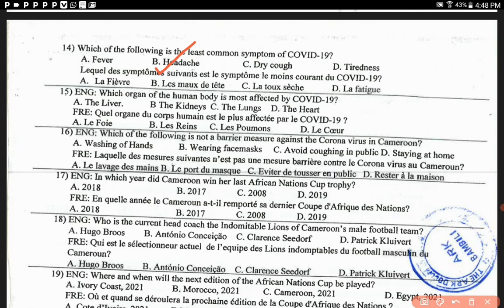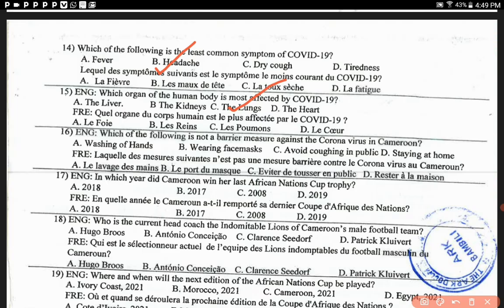All right. So question 15 now, which reads: which organ of the human body did COVID-19 affect? You know that when you had COVID-19, you would have difficulty in breathing. That's what you heard from the World Health Organization, as well as the Ministry of Public Health in Cameroon. When you have difficulty in breathing, it means that your respiratory system is affected. And then which respiratory organ is affected?